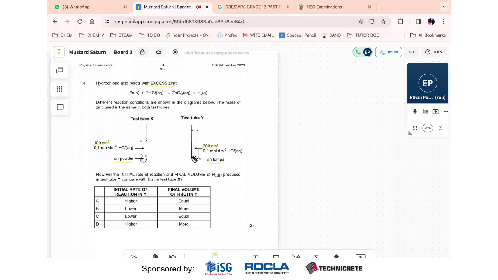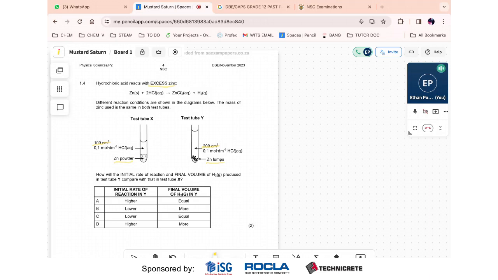So, with this in mind, we need to remember that the rate of reaction is very much controlled by the amount of surface area you have between your reactants, especially when you're dealing with a solid reactant and solution. So the zinc powder in test tube X will definitely mean that X will have a faster reaction rate, initially at least, than Y. However, test tube Y has more acid, and the acids have the same concentration.